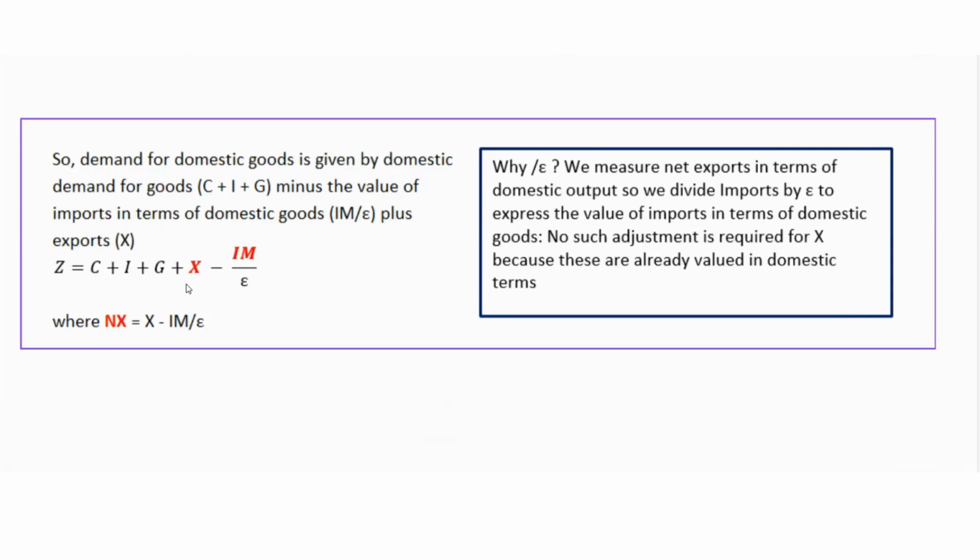And to remove that part of C, I, and G which is spent upon imports, we subtract the value of imports in terms of domestic goods. As this will ensure that we're only counting expenditure by domestic residents which is on domestic goods and not foreign goods.